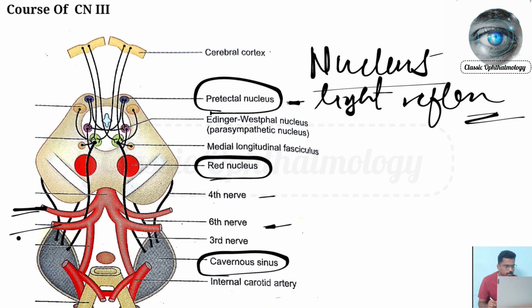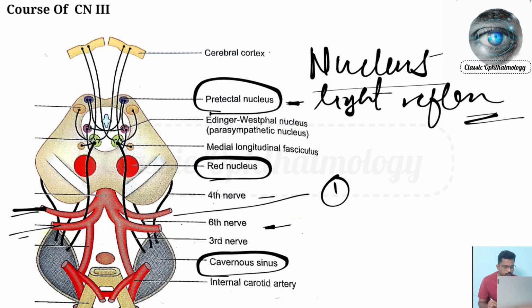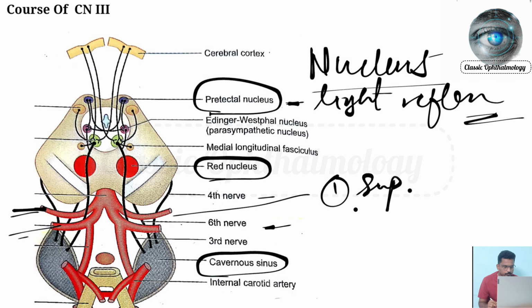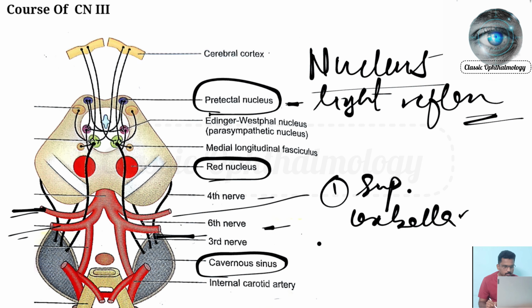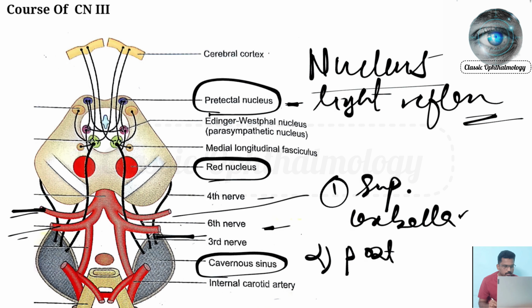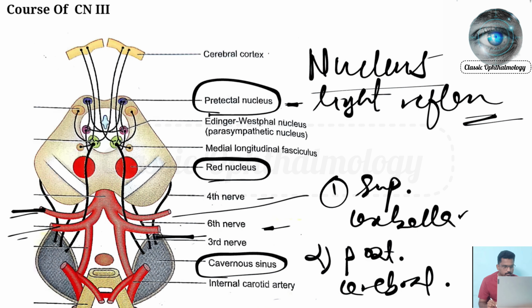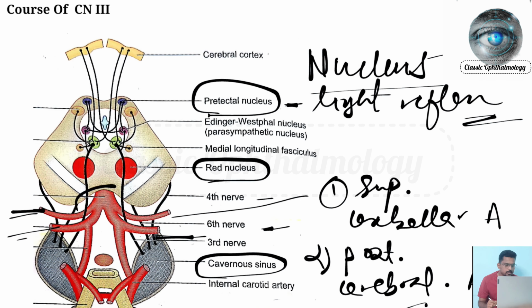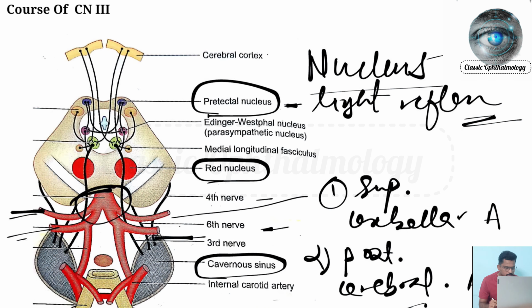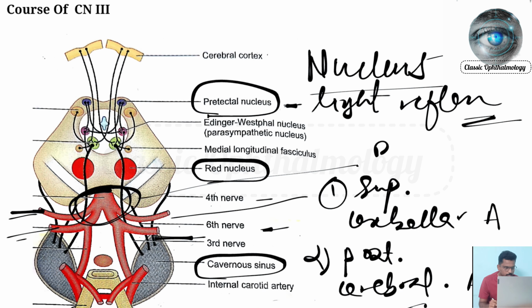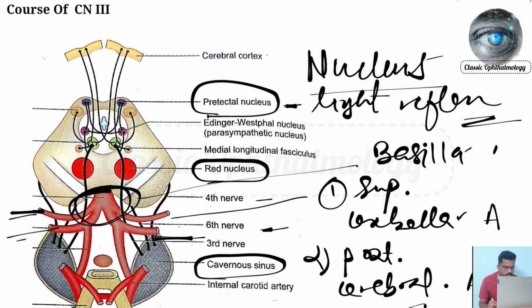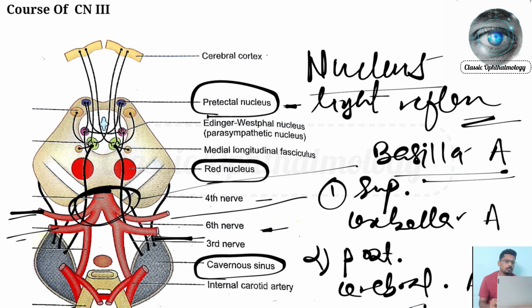Now when the nerve emerges, it passes between the superior cerebellar artery and the posterior cerebral artery. This is our basilar artery.